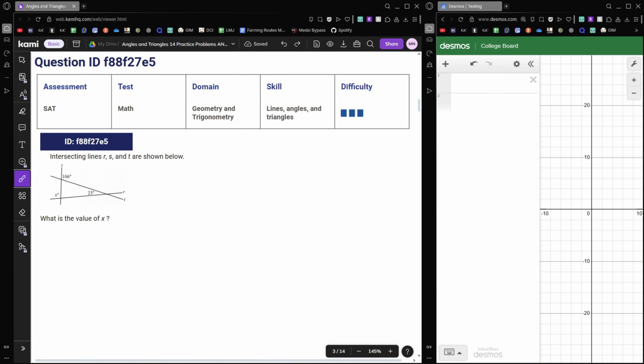Question number 3. Intersecting lines R, S, and T are shown below. What is the value of X? So we're trying to find angle X. But first things first, let's find out what this angle is. And I'll call that angle A.